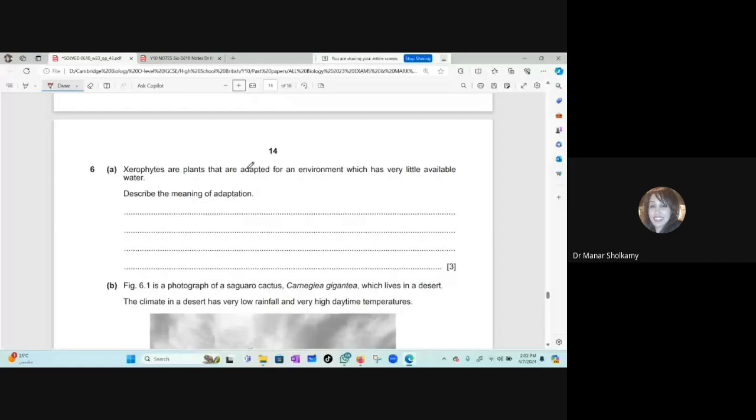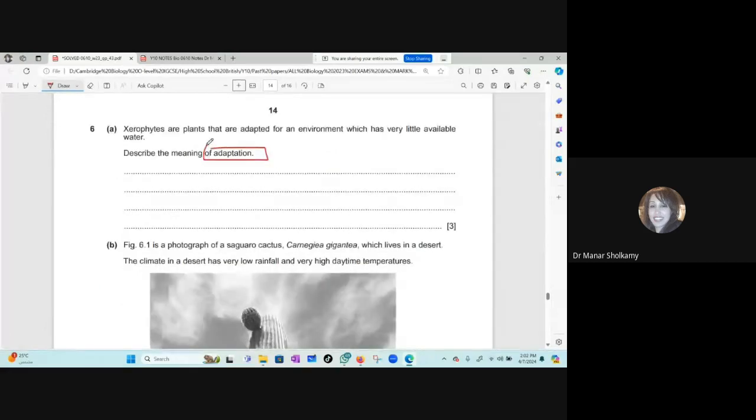Okay, xerophytes are plants that are, the last question, adapted for an environment which has very little available water. What is the meaning of adaptation? What is adaptation? And this is 3 marks, so you need to be a little bit creative here. Hello? What is adaptation?